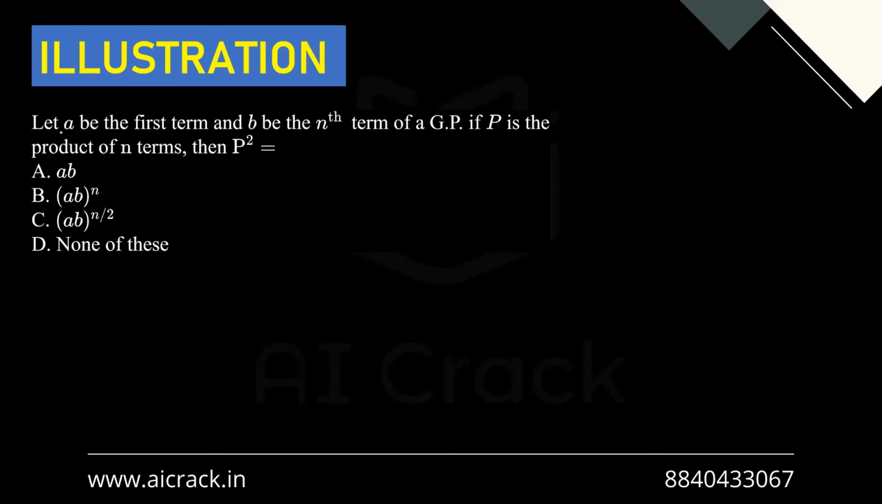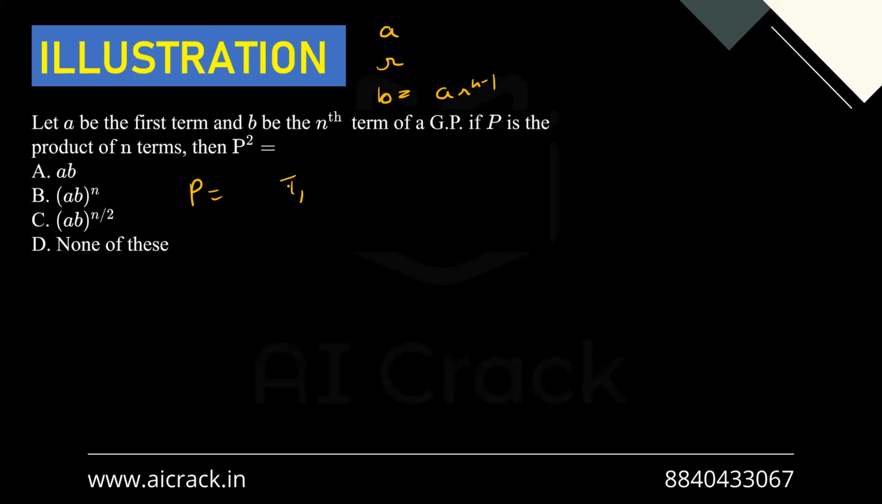Now let's solve this question. Let A be the first term and B be the nth term of a GP. If P is the product of n terms, then P square is. Okay. So the first term is A. Let's say the common ratio is R. So B would be AR raised to the power n minus 1. Right. Now the question says P is the product of n terms.